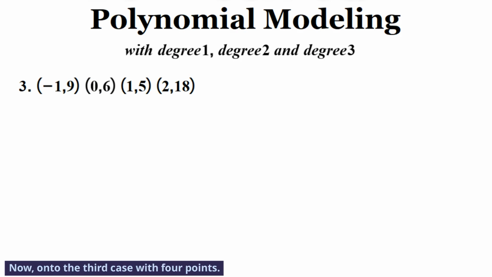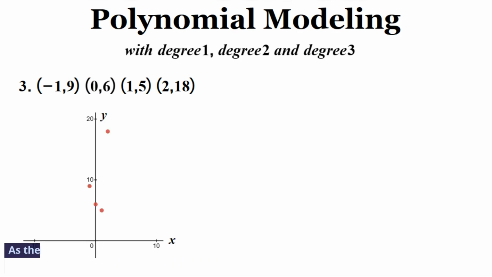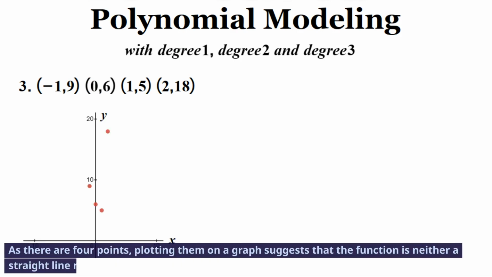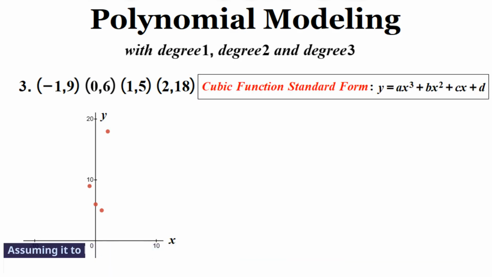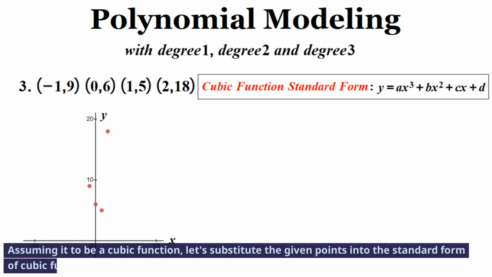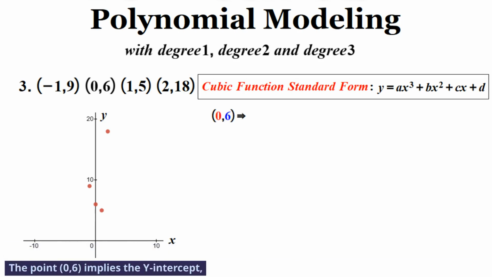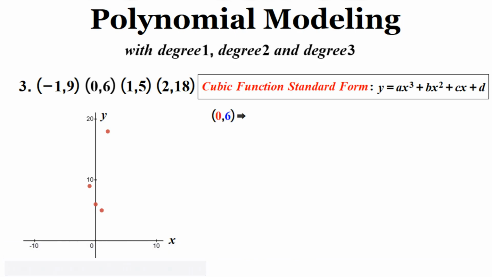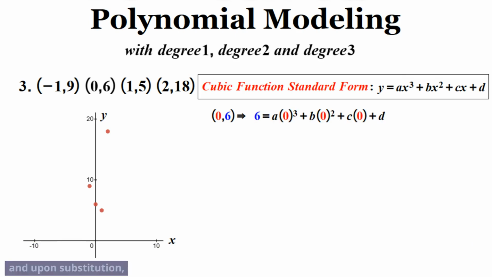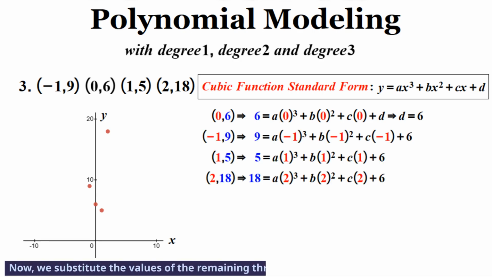Now, onto the third case with 4 points. As there are 4 points, plotting them on a graph suggests that the function is neither a straight line nor a parabola. Assuming it to be a cubic function, let's substitute the given points into the standard form of cubic function. The point 0, 6 implies the y-intercept. And upon substitution, we easily find that the constant term, d, is 6. Now, we substitute the values of the remaining 3 points into the equation.